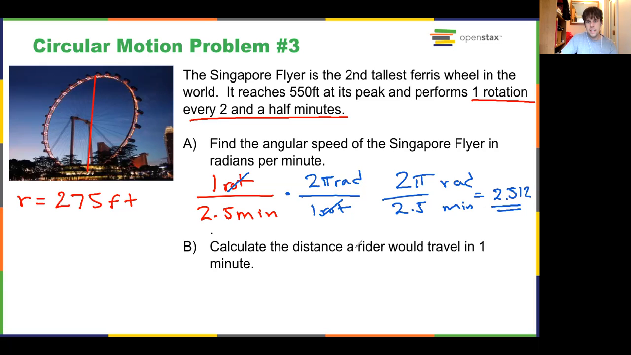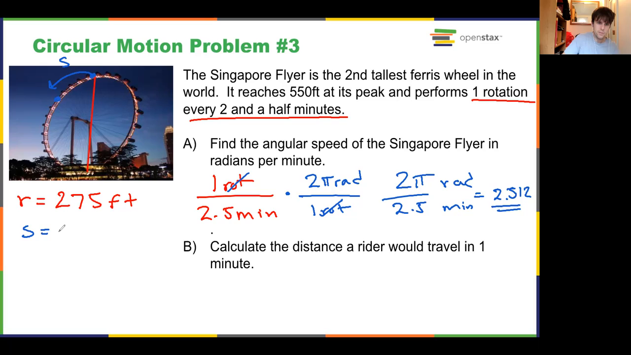Now, calculate the distance a rider would travel in 1 minute. Okay, so distance. So we are looking for an arc length. We're looking for like a person is up here riding it, and they're going for 1 minute, and they end up here, and how far is that? There's a few ways that we could do this. We could figure out what fraction of a rotation that was. Again, we're looking for S. We're looking for an arc length here.